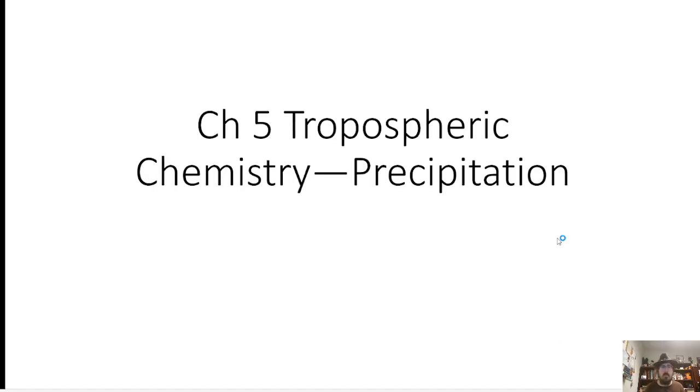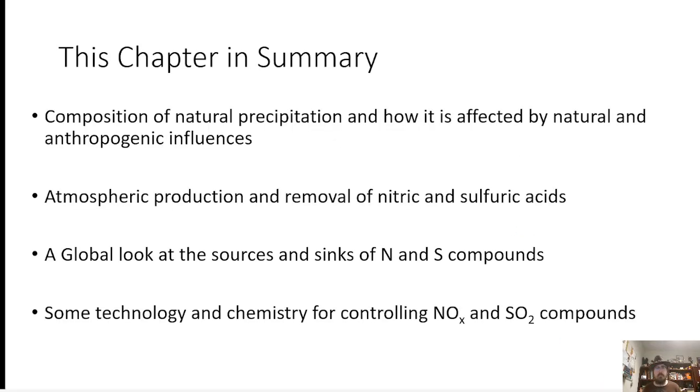So, tropospheric precipitation. In this chapter, we will look at the composition of natural precipitation and how it is affected by natural and anthropogenic influences. We're going to look at the atmospheric methods of production and removal of nitric and sulfuric acids. We're going to take a global look at the sources and sinks of nitrogen and sulfur compounds, and some technology we can use in chemistry to control the NOx and SO2 compounds.